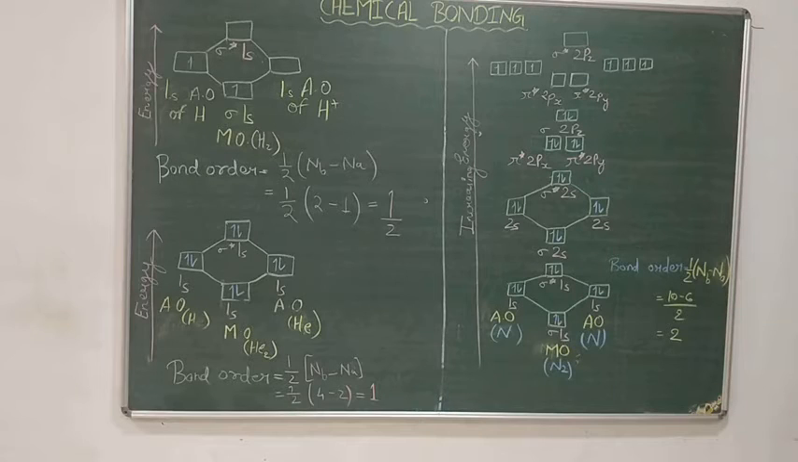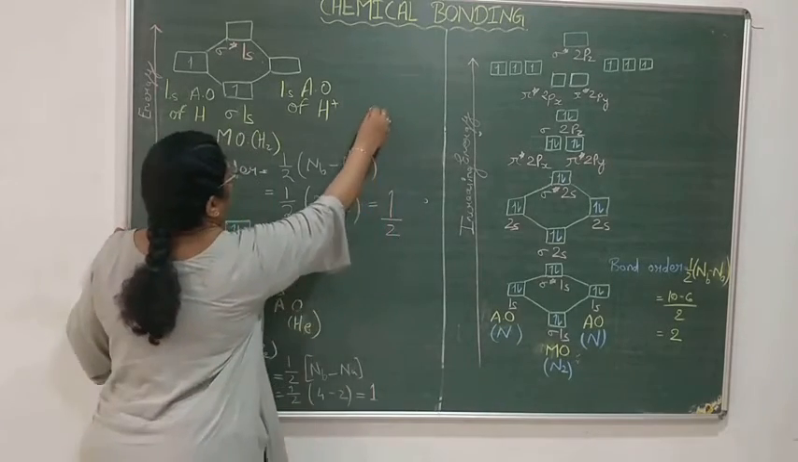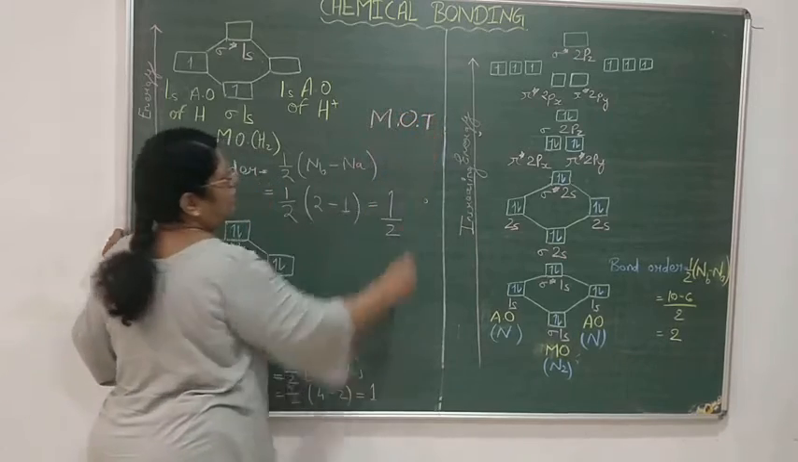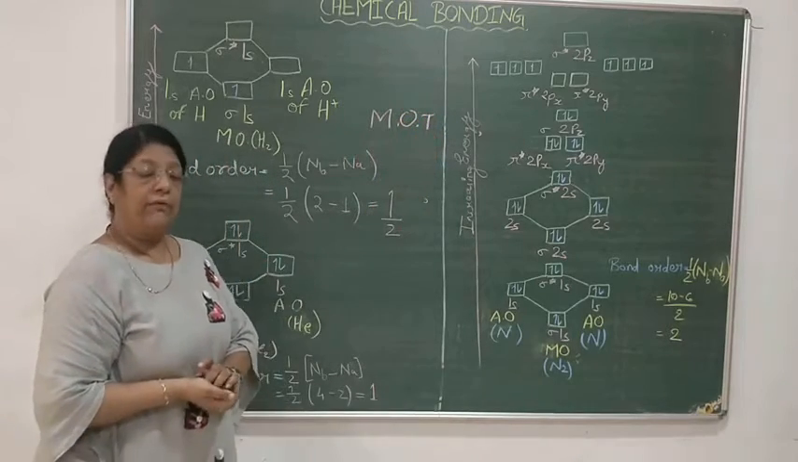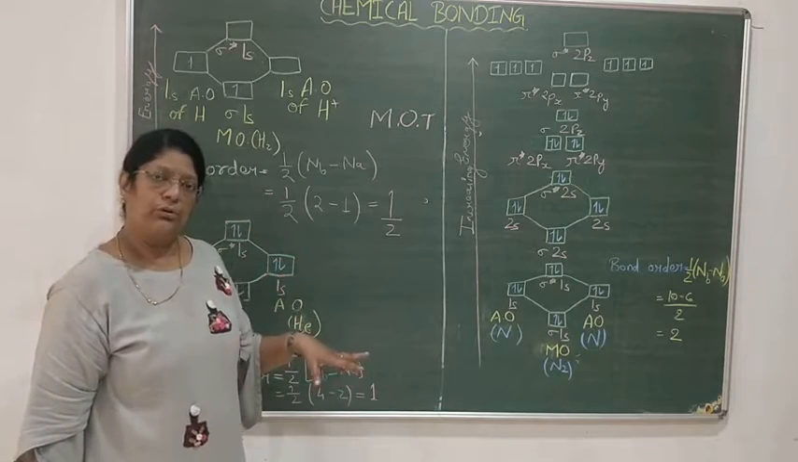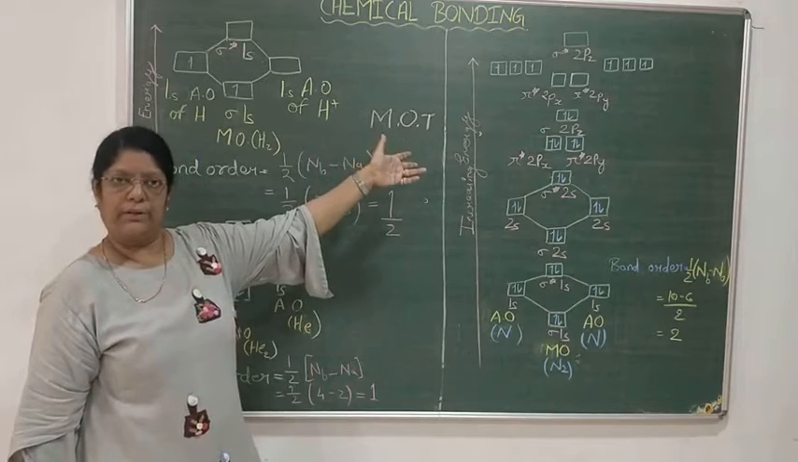Today first we will talk about molecular orbital theory. Earlier we talked about VBT. Today we are talking about MOT, molecular orbital theory. When an atom is converting into the molecule, then the theory of molecular orbital is being constructed.